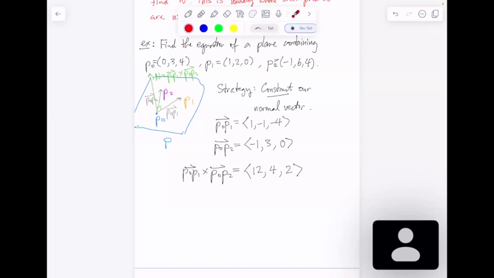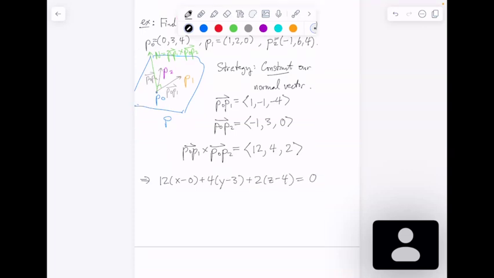I'm just going to choose P0, and what I get is the dot product of this and the displacement has to equal 0, which means 12 times (x minus x naught, which is 0, because at P0 the coordinate x naught equals 0) plus 4 times (y minus 3) plus 2 times (z minus 4) is equal to 0. And if you want to clean it up a bit, to simplify things, you could do 12x plus 4y plus 2z is equal to what you have left over.